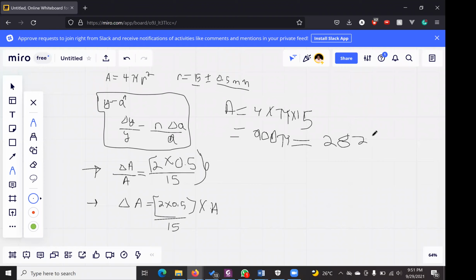Yes, to get your absolute error, the absolute error is a delta A, and your fractional error is a delta A over A.